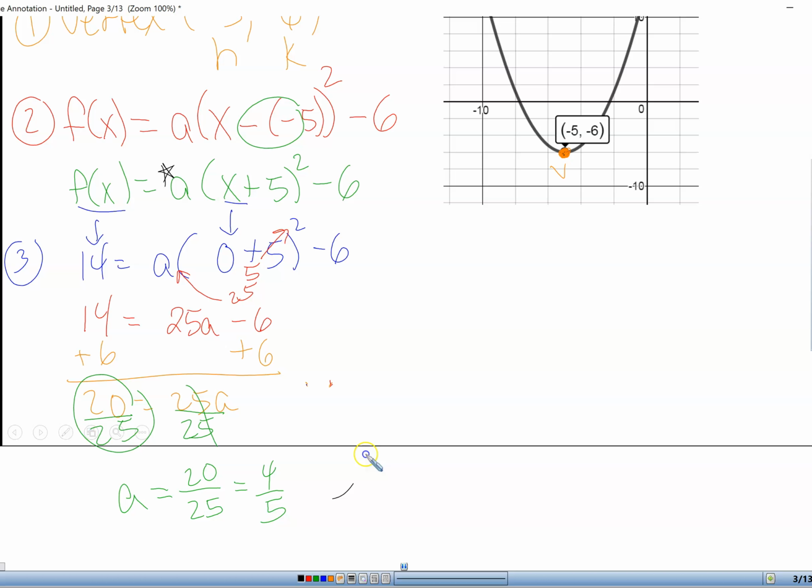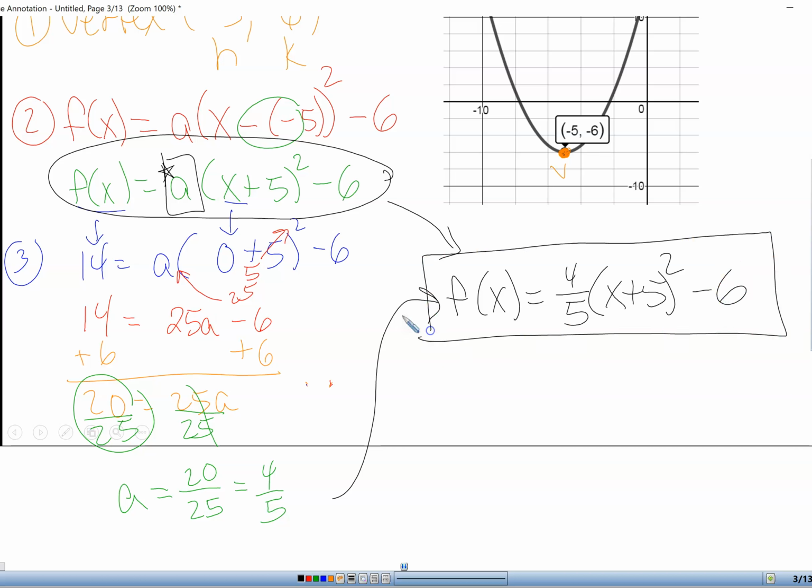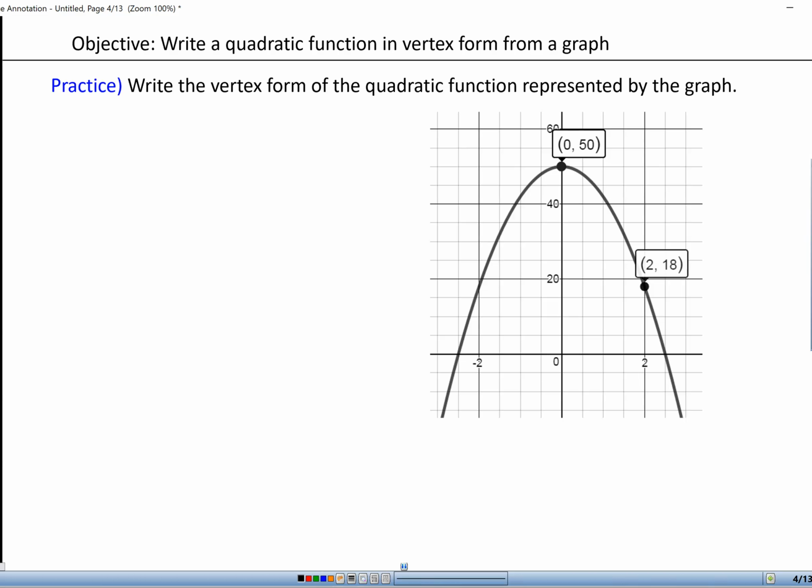And so now what we do to finish the problem is write the final vertex form using our new a value. So we have f of x equals 4/5 times in parentheses x plus 5 quantity squared minus 6, and there it is. All right, there's a practice problem here for you to try. There you go. So work through the problem. All right, let's take a look at it.